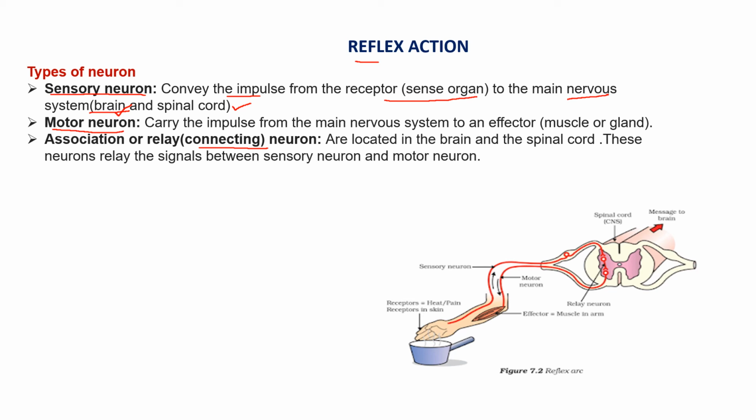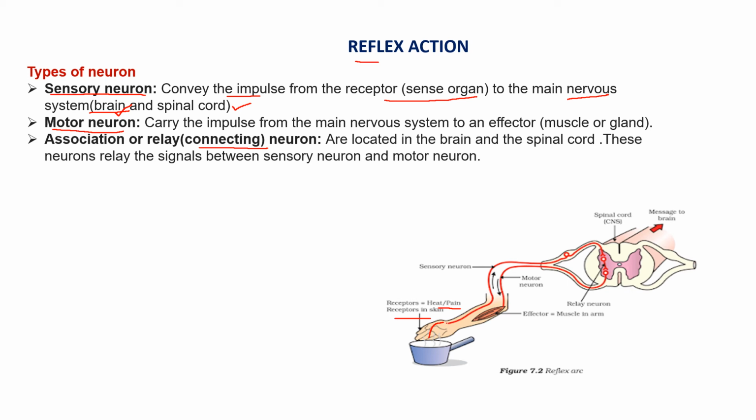Let me explain with the help of this diagram. Here a person is touching a hot plate, a hot vessel. There are heat or pain receptors in the skin which receive the signal, because this vessel is really hot and he has to immediately take out his hand, since it can damage his skin. This receptor will receive the information, and that impulse will be taken through the sensory nerve.